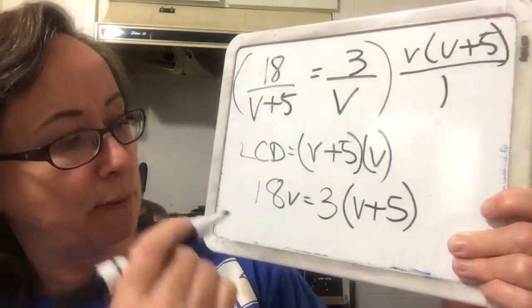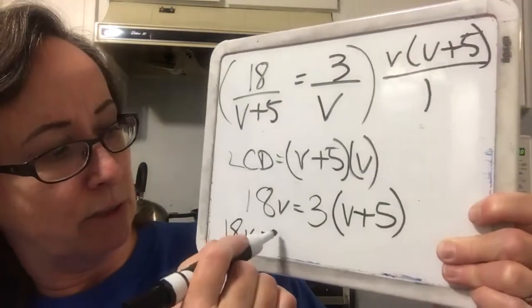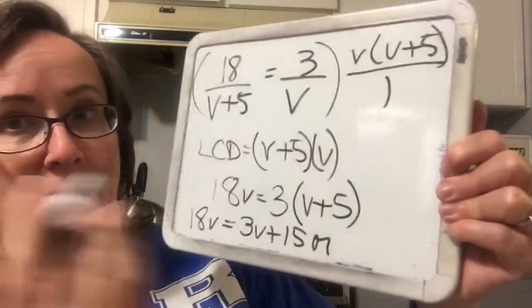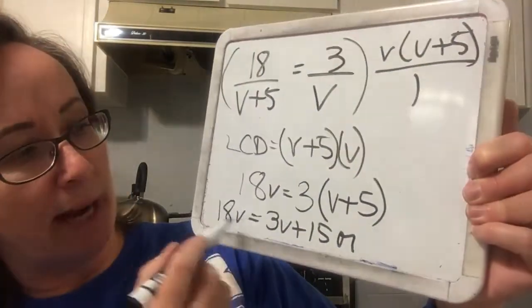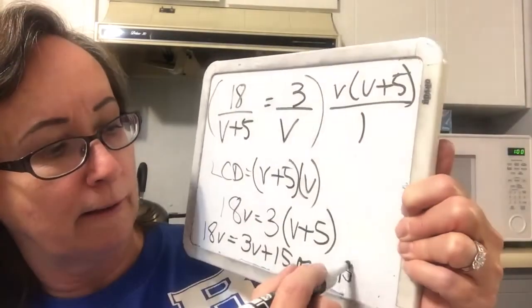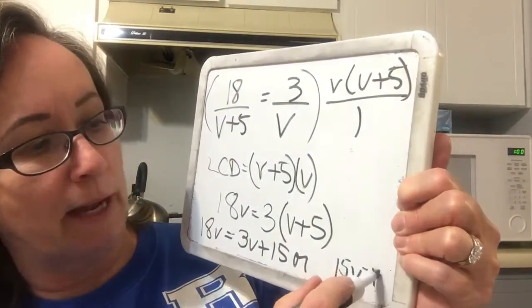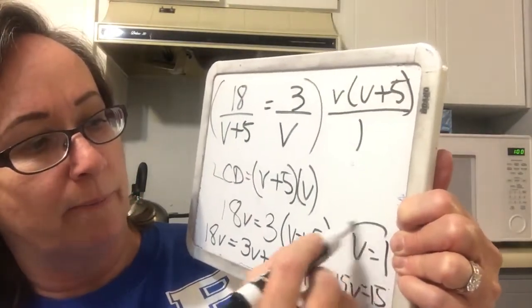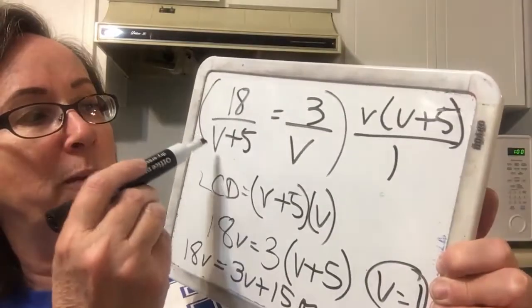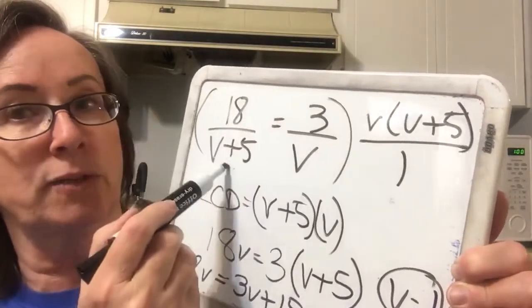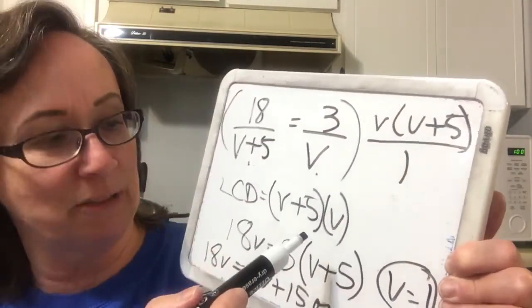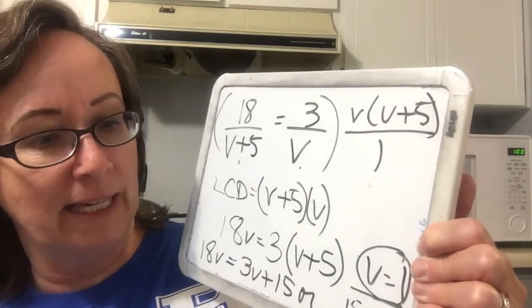Okay, so then when I simplify, I get 18v is equal to 3v plus 15. Now I want everything on one side. So if I subtract the 3v from both sides, I get a 15v on the left is equal to 15 on the right, or v equals 1. If you take the time, v is equal to 1 is the solution. If you plug in a 1 here, you get 18 over 6. Well, that's 3. You plug in a 1 here, you get a 3 on that side as well. So the answer is v is equal to 1.